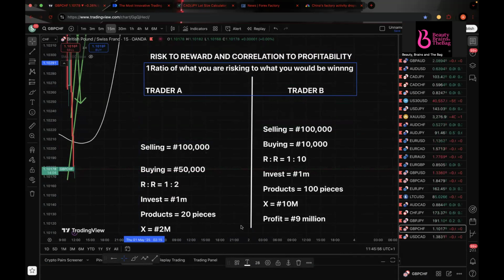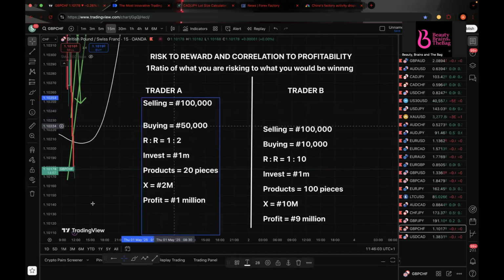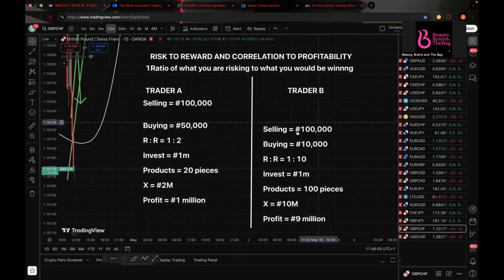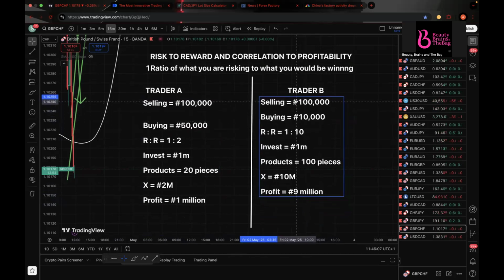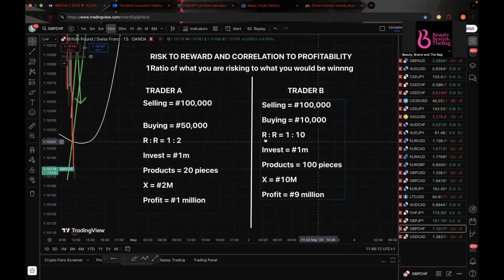Trader B, abi. But what are they doing? They are selling the same thing for the same price. But why did trader A make 1 million naira profit, and trader B made what? 9 million naira profit. Because of the difference in risk to reward ratio.